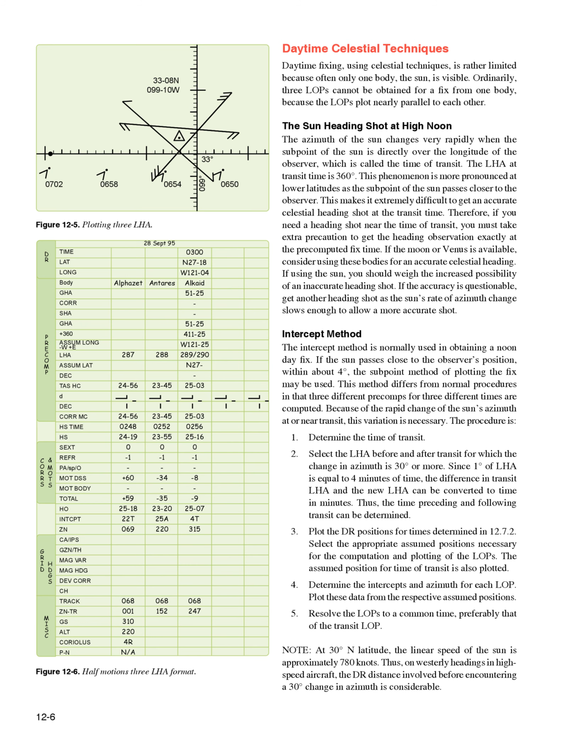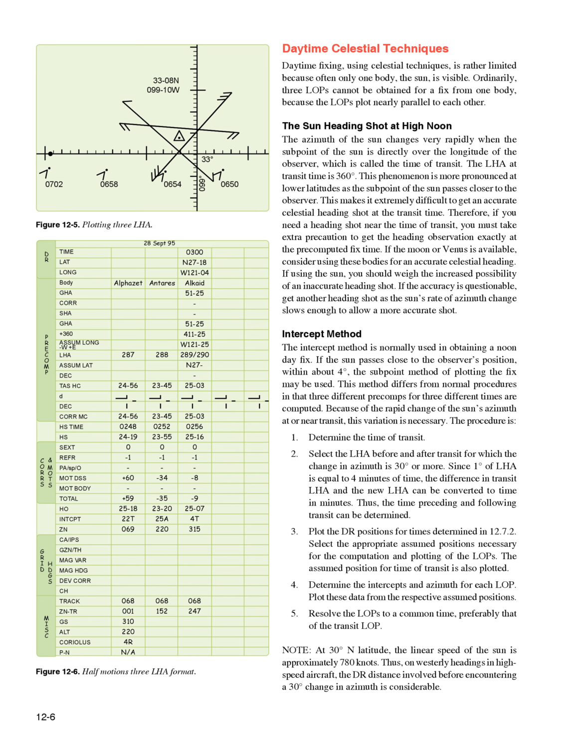If the Moon or Venus is available, consider using these bodies for an accurate celestial heading. If using the Sun, you should weigh the increased possibility of an inaccurate heading shot. If the accuracy is questionable, get another heading shot as the Sun's rate of azimuth change slows enough to allow a more accurate shot. Intercept method.